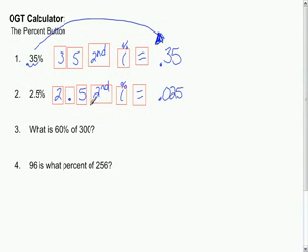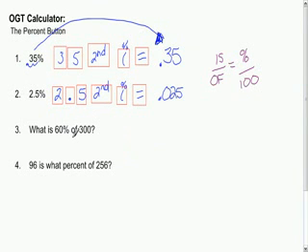These next two questions are applications of percents because, quite frankly, the OGT is not going to ask you what's 2.5% as a decimal. That's just going to be the first part of actually applying it. So one method that I really like to use for percent problems is filling in the proportion: is over of equals percent over 100. If you can fill out that proportion, then you can cross multiply to solve it.